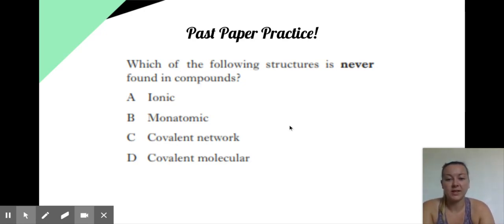So the answer then, which structure is never found in compounds, is going to be monatomic. So they're single atoms, they exist as single atoms, they do not want to really interfere with anything. Ionic bonds, you'll remember, are found in ionic compounds, ionic lattices. Covalent networks are a network of covalent bonds, and covalent molecules are also made up of covalent bonds and intermolecular forces. So these, A, C, and D, are all compounds.